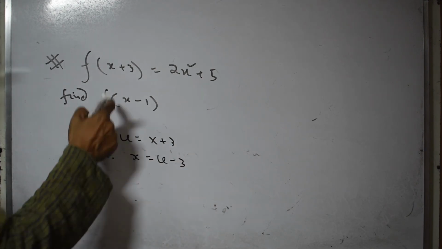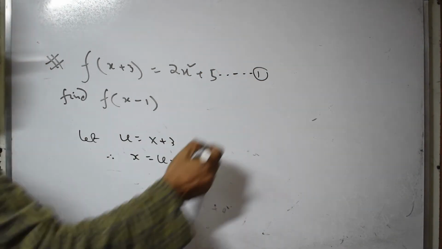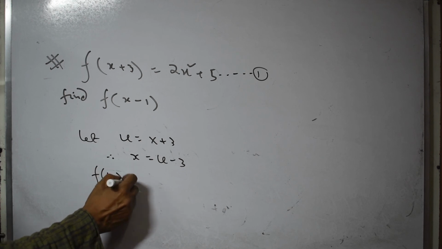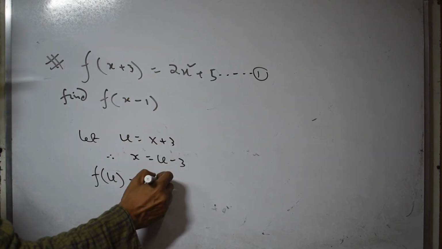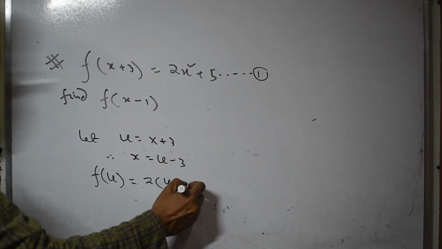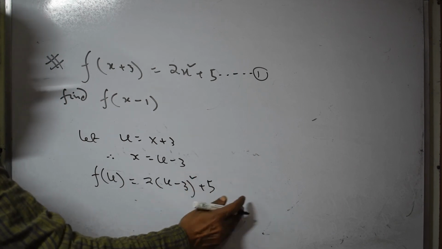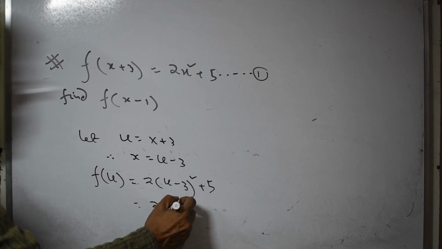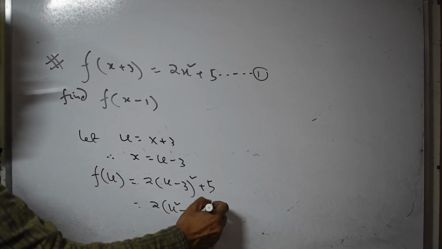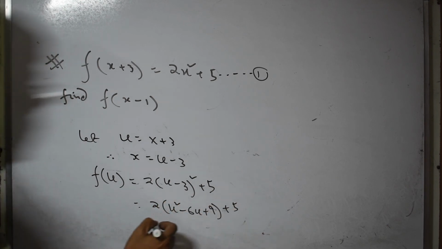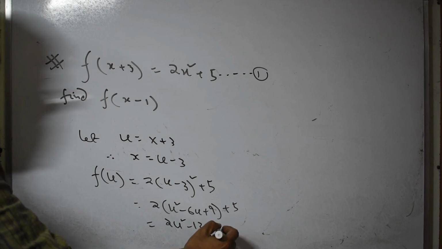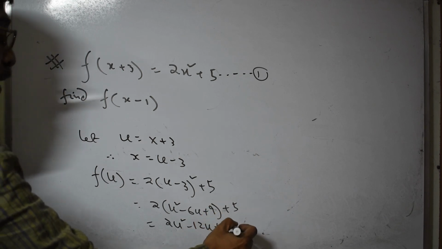Now we will go back to the problem, putting x plus 3 as u. On the right hand side we will place x as u minus 3, whole square, plus 5. Now simplifying, 2u square minus 12u plus 18 plus 5, that is 23.